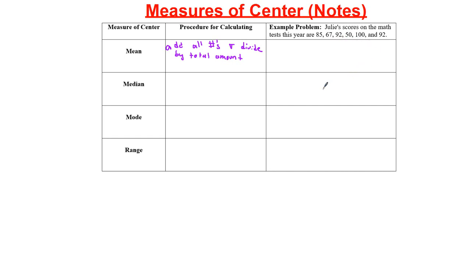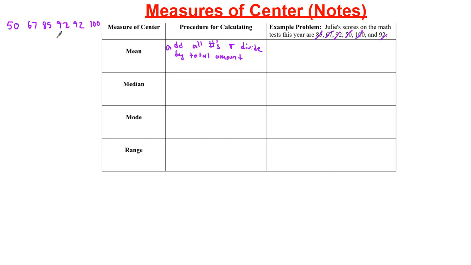Whenever you're talking about the measures of center, it is best to always start by writing your numbers in order from least to greatest. So let's just go ahead and do that. We have 50 first, just cross that off. And then we have 67. Next we have 85, 2 92s, and then 100. The reason why we do this is it makes it easiest to identify the maximum and minimum number, and it helps us with the median.